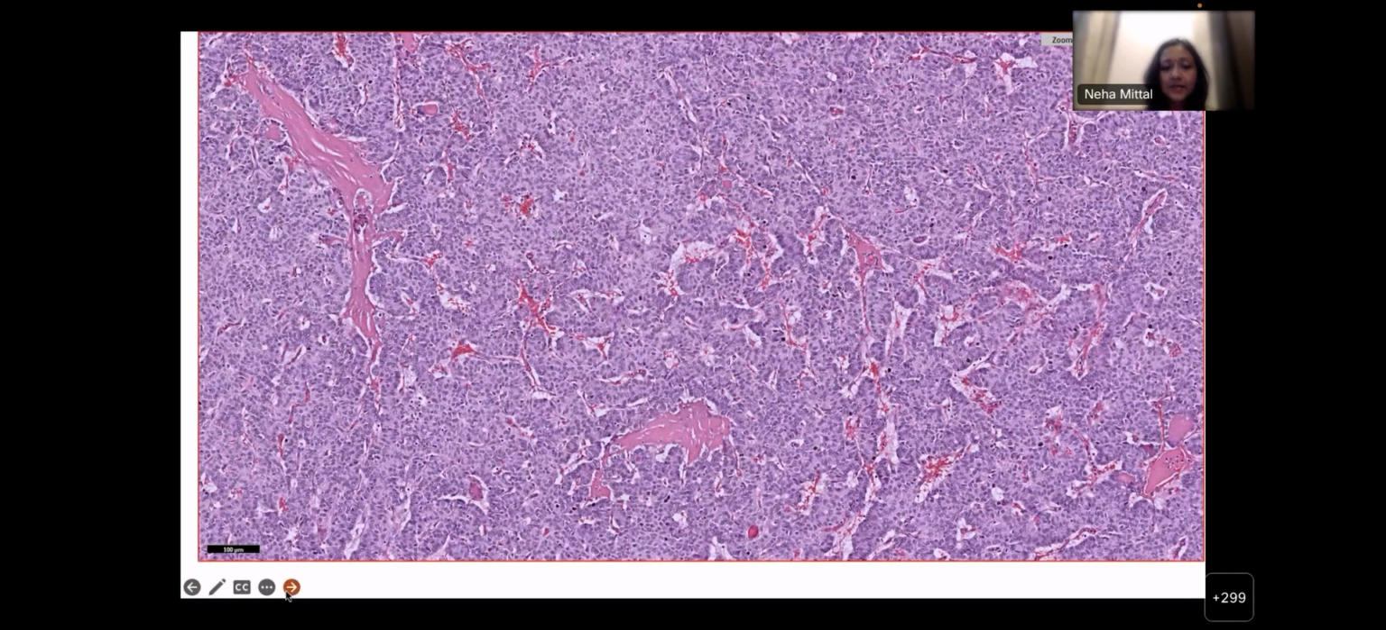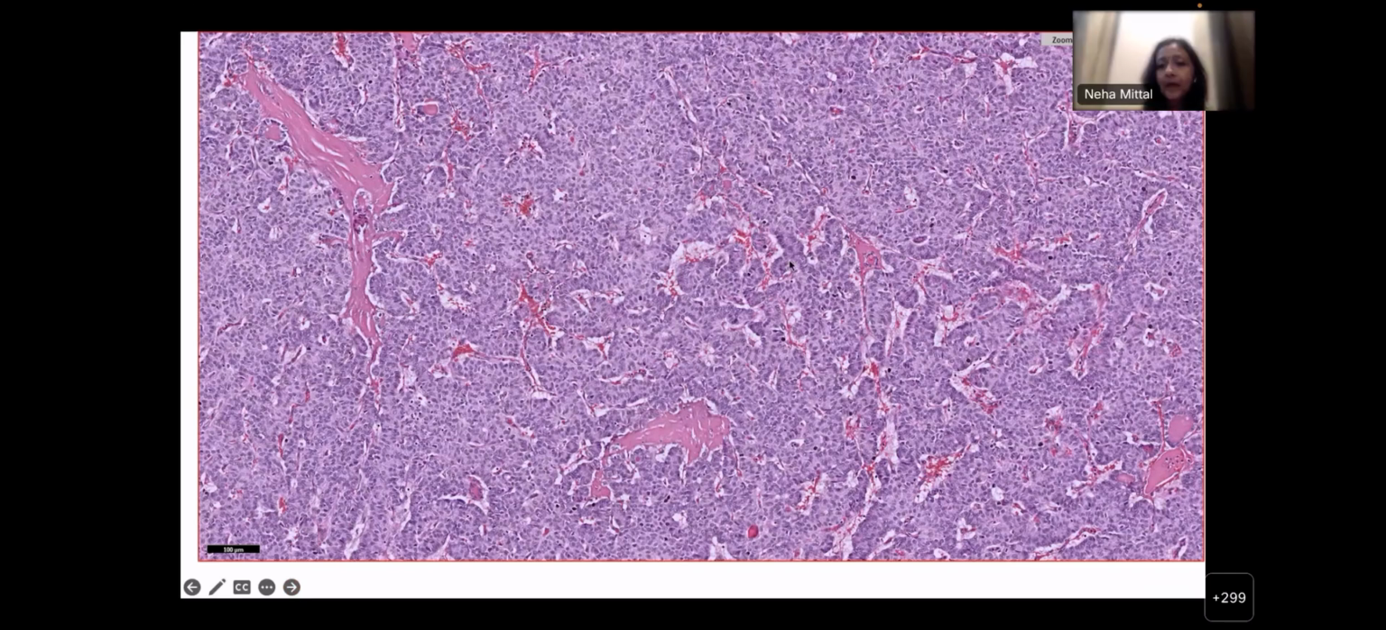At this magnification, I can see most of the cells are blue with very scant cytoplasm, ill-defined cell boundaries, and multiple delicate vessels that can be appreciated in between these cells. Even at this power, when we are talking about a 10x or a 20x, we first start with the architecture, right? So can you describe the architecture at this power? The cells are scattered in a diffuse pattern in sheets.